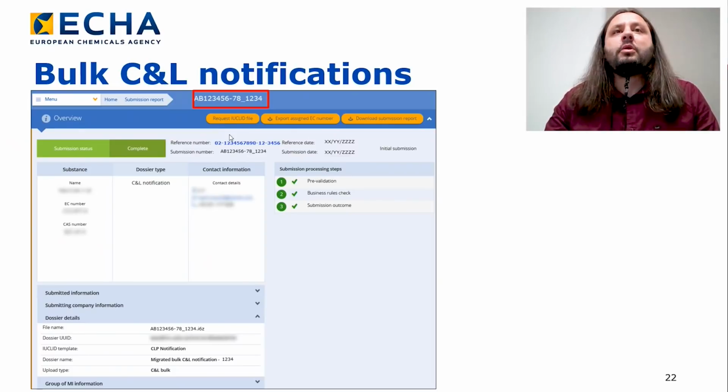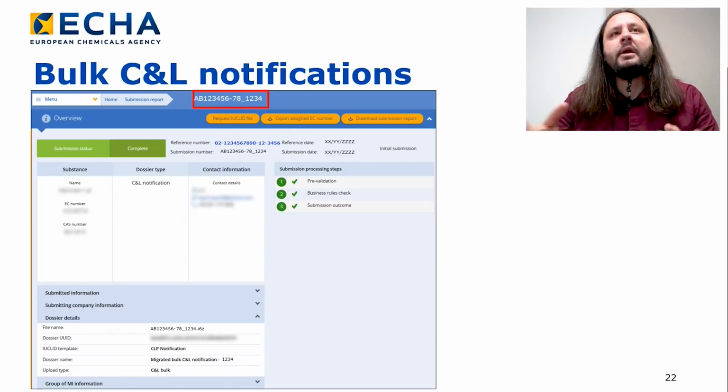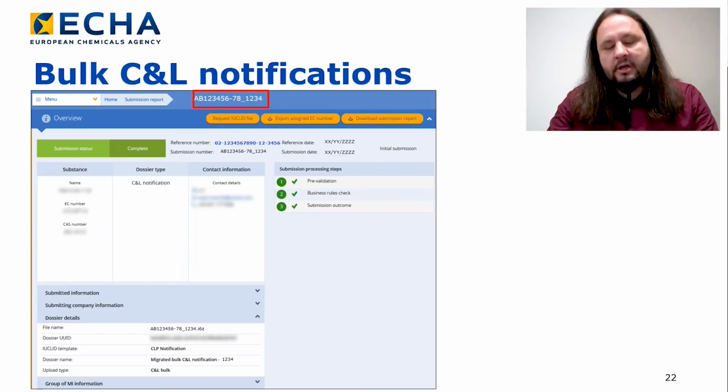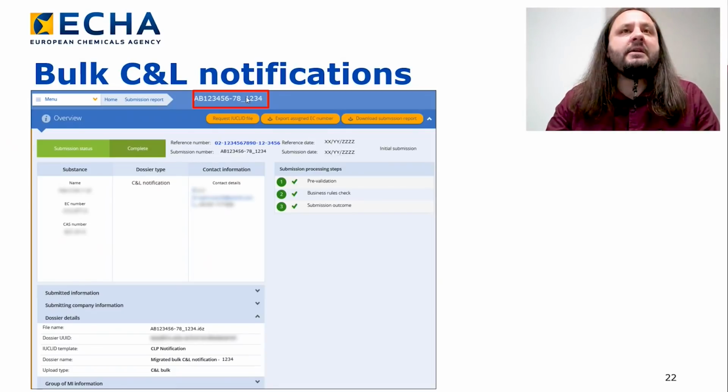And here, just to draw your attention, the submission number will be a bit different in format from what the submission number usually looks like in Rich IT. It's going to have a suffix of 4 extra digits at the end.